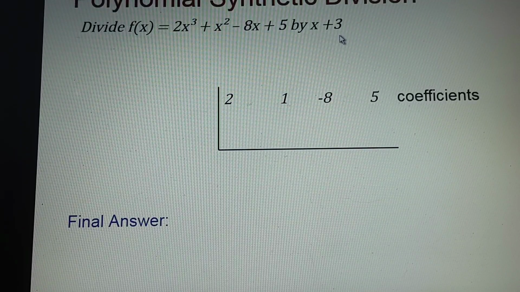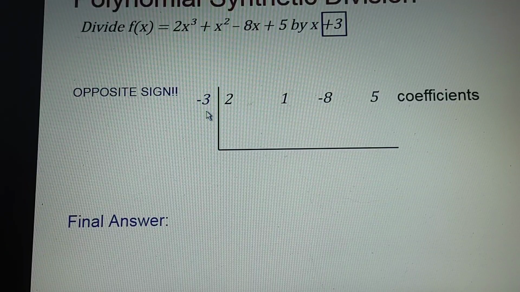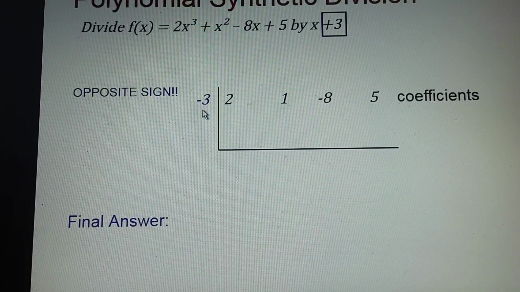On the outside here, I'm going to put what I'm dividing by. What I'm going to divide by is this number in the binomial, but I have to use the opposite sign. So where it says x plus 3, I'm going to divide by negative 3. If this was x minus 3, then I would be dividing by a positive 3. So this is how you're going to set all of them up. They're going to look like this.